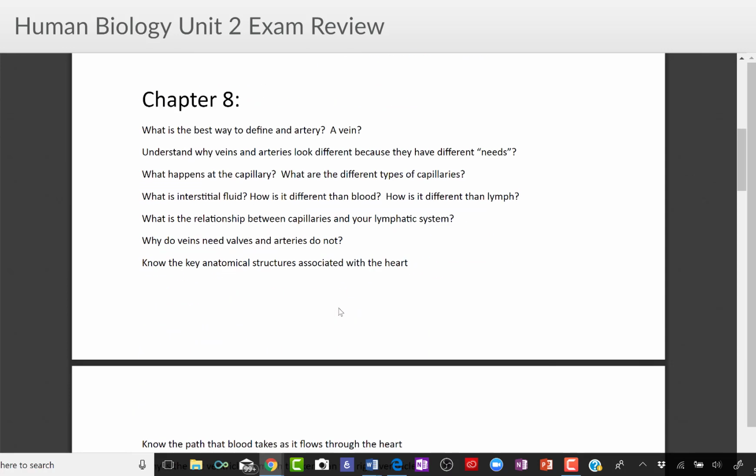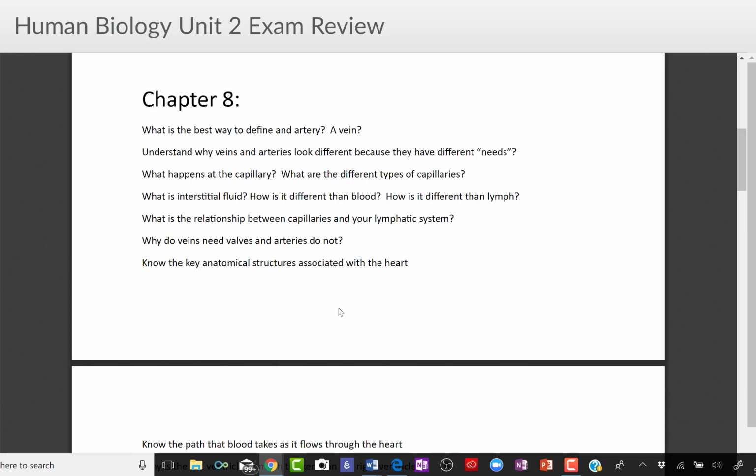Okay, chapter 8. What is the best way to define an artery and a vein? When you were younger, in other classes you may have learned that arteries carry oxygenated, or oxygen-rich, blood, and veins carry deoxygenated blood. That is true in every situation but one: the pulmonary arteries going from the heart to the lungs carry deoxygenated, or oxygen-poor, blood, and the pulmonary veins carry oxygen-rich blood back to the heart. So the only acceptable way to define an artery and a vein is: arteries carry blood away from the heart, veins carry blood towards the heart.